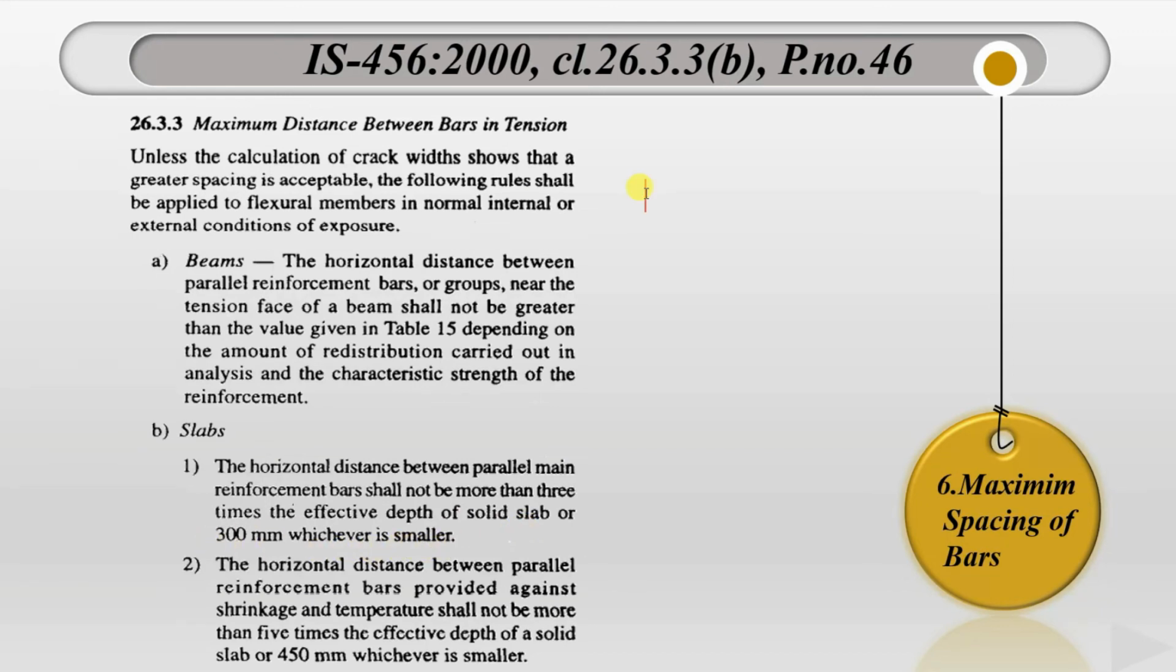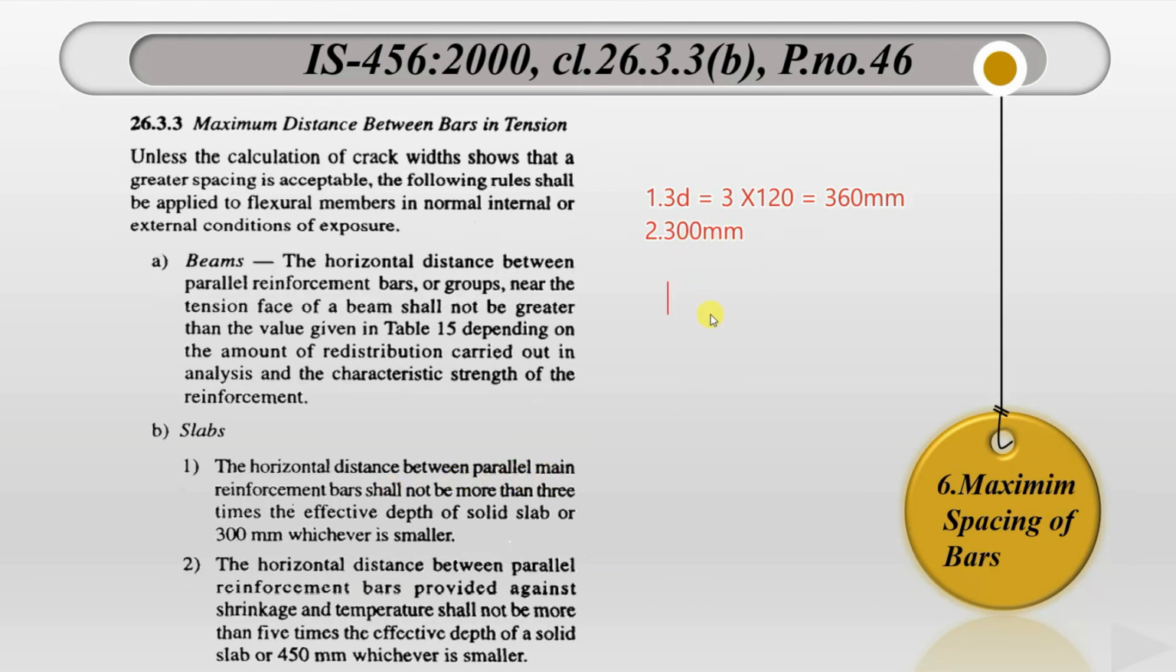For example, let's consider the first condition, that is 3 times the effective depth. Let's consider our effective depth is 120 mm. 3 times 120 is equal to 360. The second condition is 300 mm. Among these two, whichever is smaller, 300 is the smaller value. So whatever spacing we provide to the main reinforcement shall not exceed 300 mm.